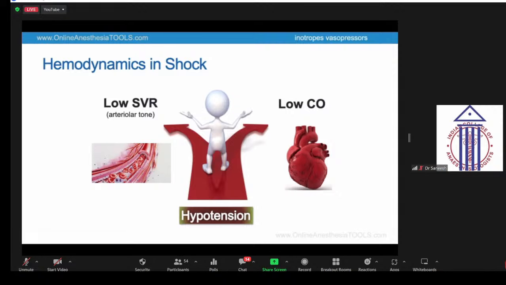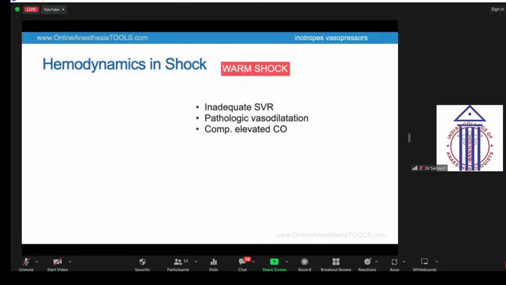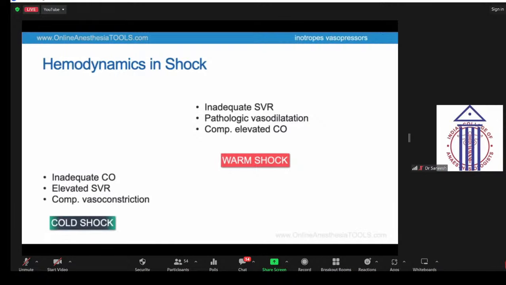Say, for example, hypotension could be a result of vasoplegia or loss of systemic vascular resistance. It could be the result of low cardiac output or stroke volume as well. When you come across a scenario of inadequate systemic vascular resistance with pathological vasodilatation and compensated elevated cardiac output, we conventionally call it warm shock, as against cold shock with inadequate cardiac output, elevated systemic vascular resistance and compensatory vasoconstriction. This is cold shock.